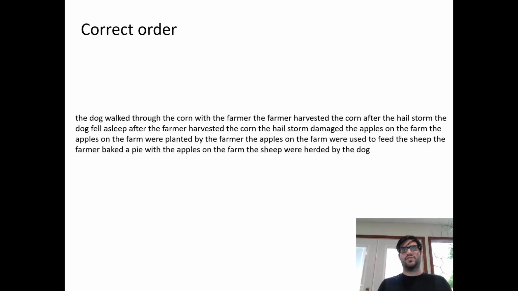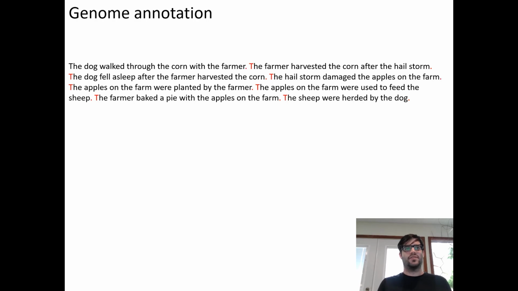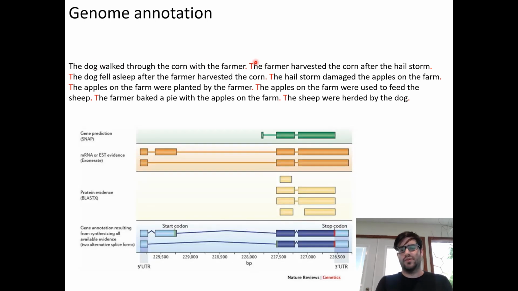This is an analogy to a raw genome sequence. Let's say we have a whole chromosome. It's just a string of A's, T's, C's, and G's, and we don't know how to make sense of it. The next step would be annotation. In this case, if we apply periods to the end of sentences and capitalize the beginnings of sentences, it makes it a lot clearer what the story is. This is analogous to annotating a genome.